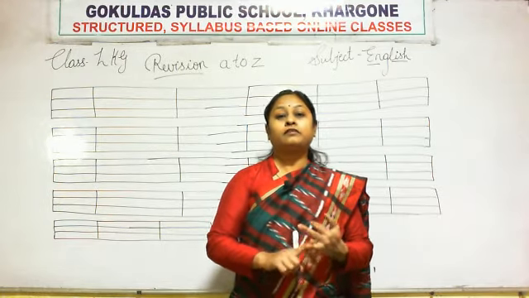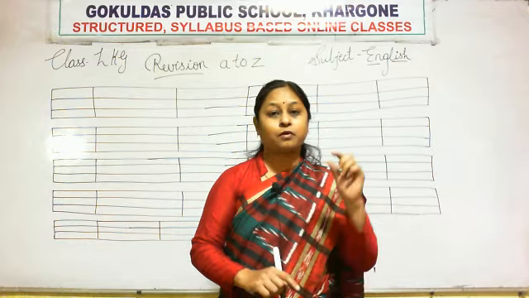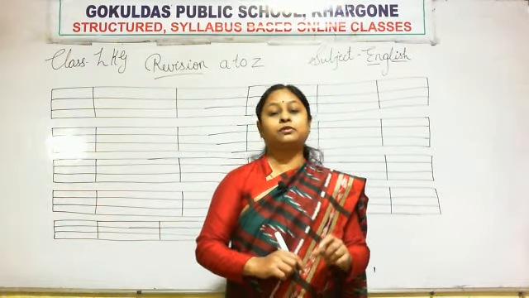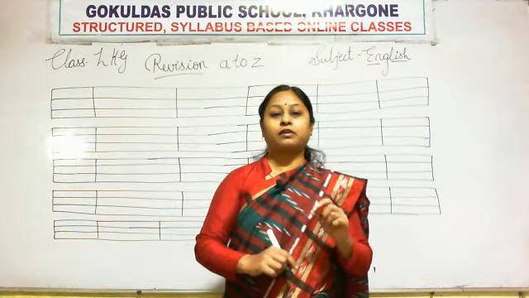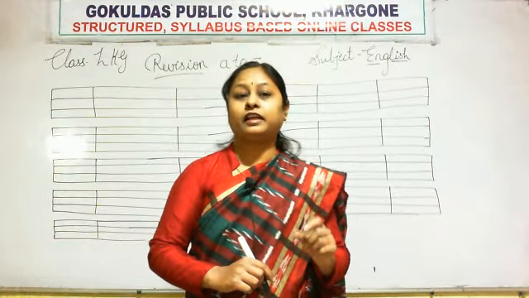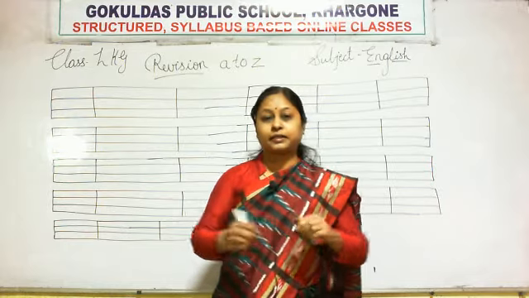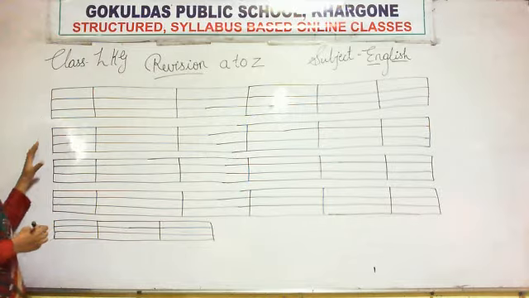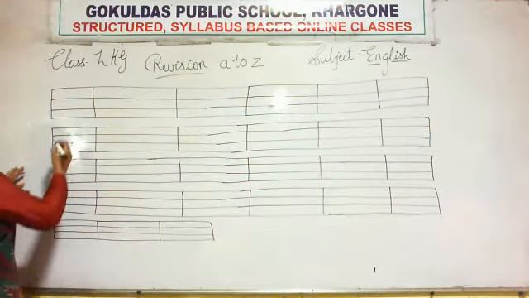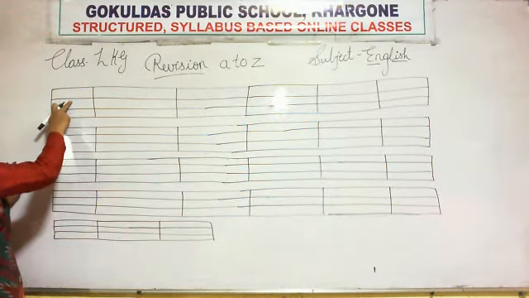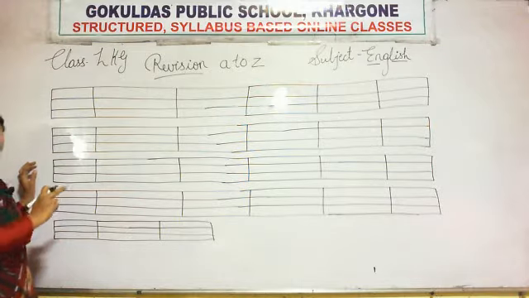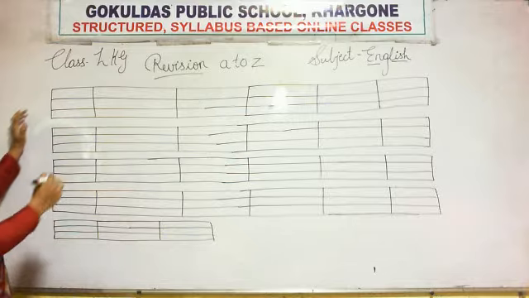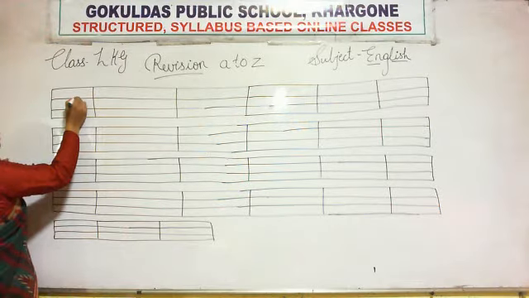We will write lowercase letters, small letters. We have already learned capital letters A to Z. So today we will write small letters, that means lowercase letters A to Z. So ready? Okay. So tell me which letter will come first? Letter small a. How will you write? You will write small a between two lines, the middle line and the base line. You know how to write?